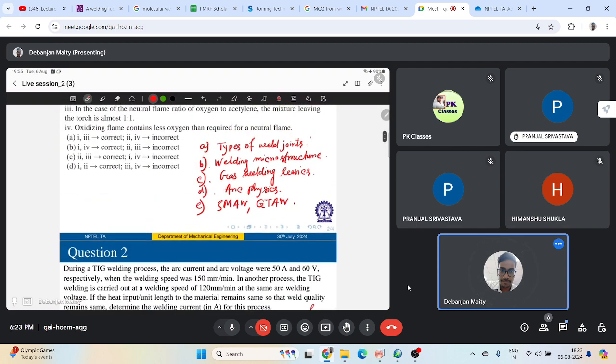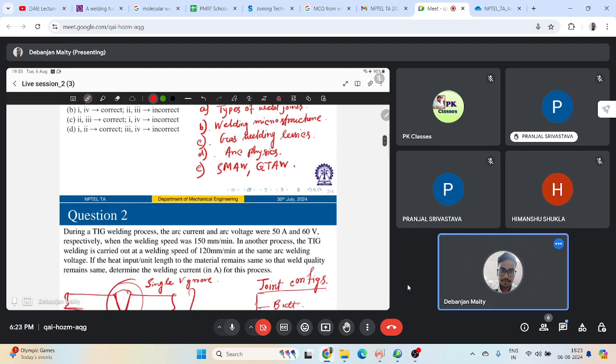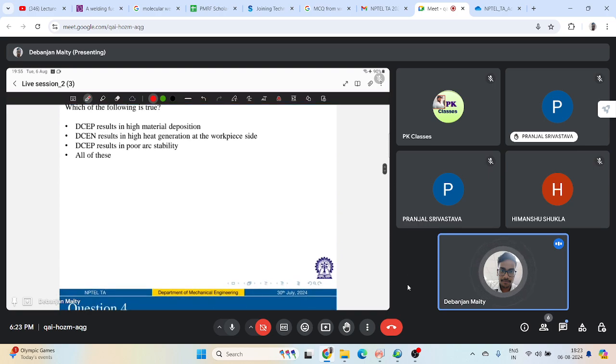Okay, so we have briefly talked about types of weld joints. Let us talk something on weld microstructure, right? So now we will talk about weld microstructure. Let me first discuss a bit, and then we will move to questions, right? Just like the previous day. So we'll talk about weld microstructure.